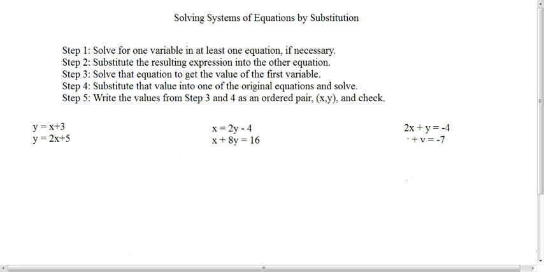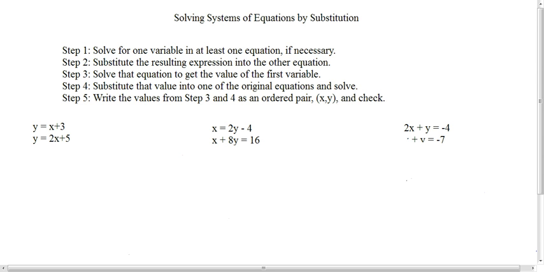Solving systems of equations by substitution. We've already talked about how difficult it is when we're using graphing to determine what our exact ordered pair is. So actually the only way we can really do it is when we check. So of course we come up with a different method here, and it's called substitution.